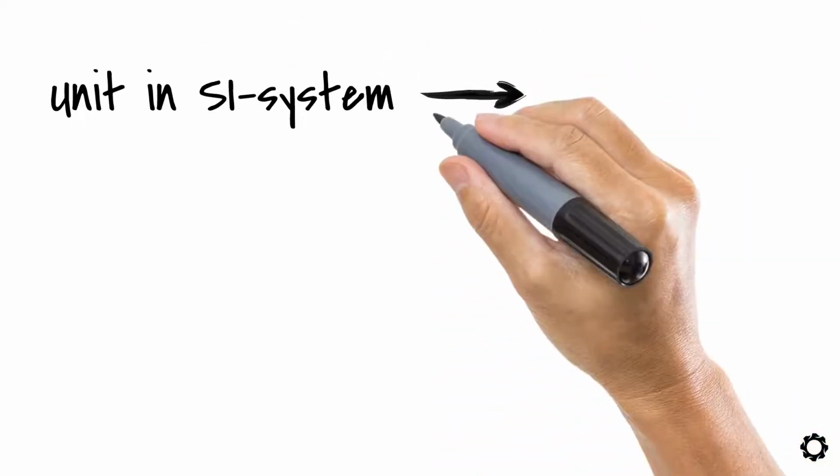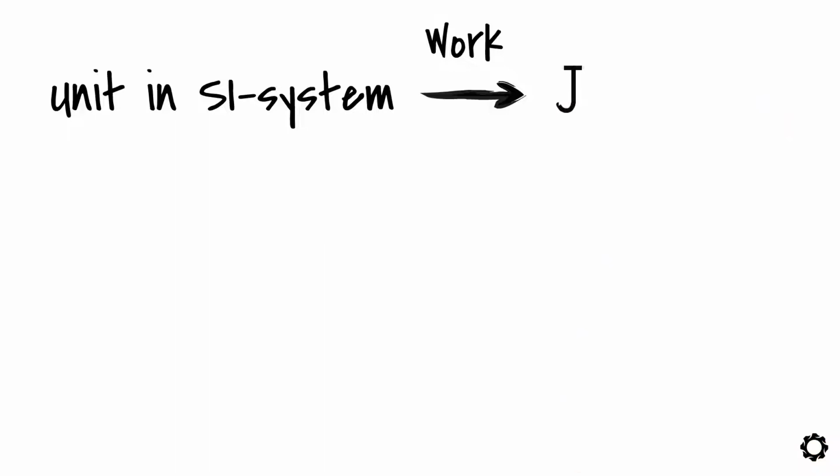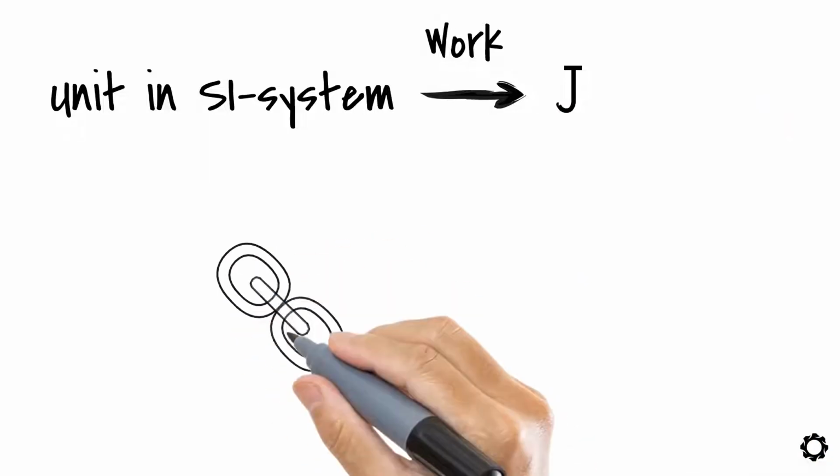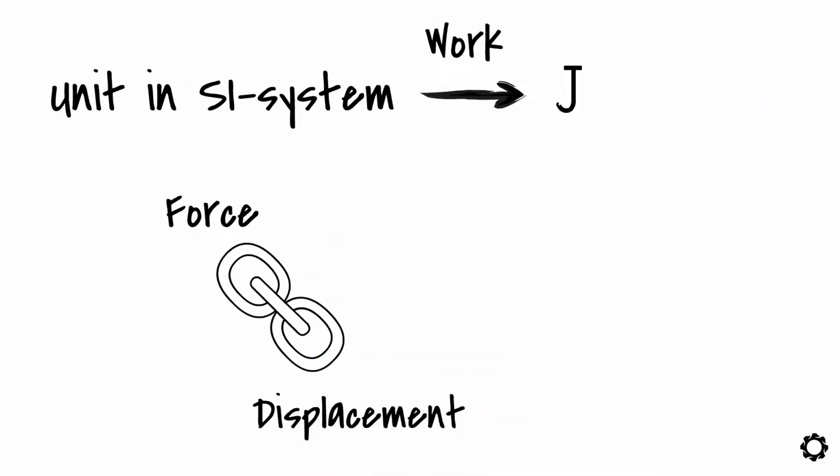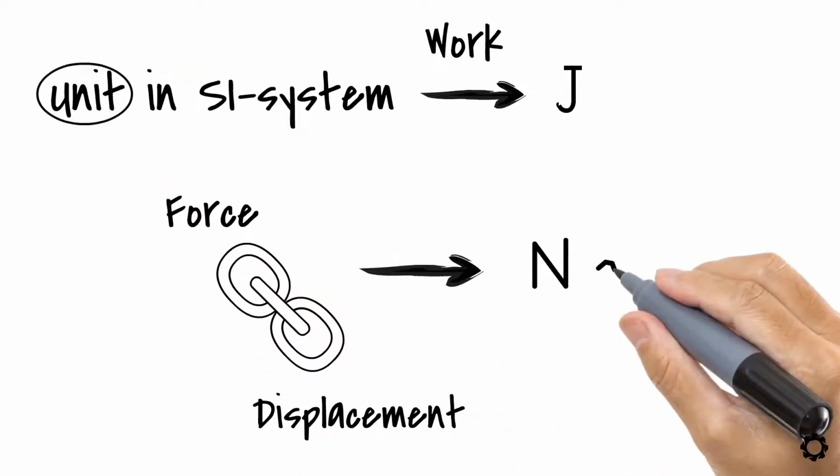The unit in the SI system which we commonly use for the work is called a joule. On the other hand, because of the relation between a force and displacement, we could also use a unit of newton meter for the work.